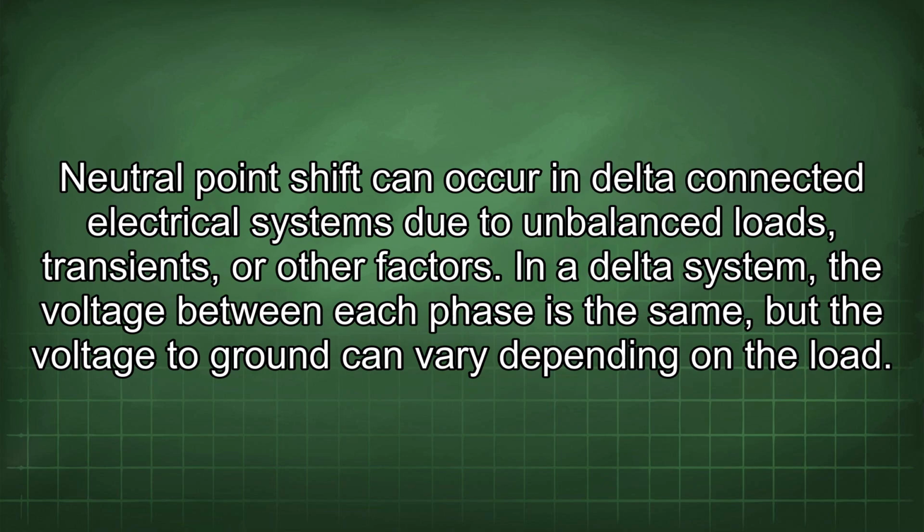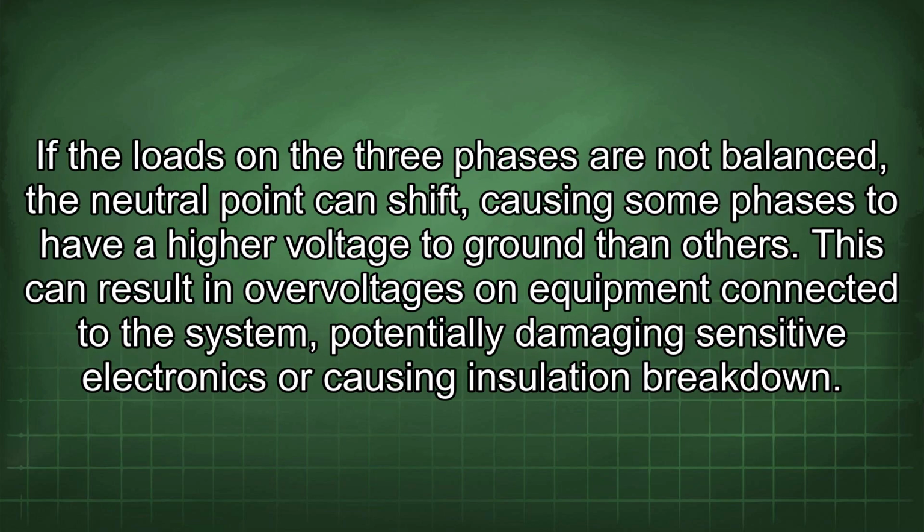Neutral point shift can occur in delta-connected electrical systems due to imbalanced loads, transients, or other factors. In a delta system, the voltage between each phase is the same, but the voltage to ground can vary depending on the load. If the loads on the three phases are not balanced, the neutral point can shift, causing some phases to have a higher voltage to ground than others. This can result in overvoltages on equipment connected to the system, potentially damaging sensitive electronics or causing insulation breakdown.